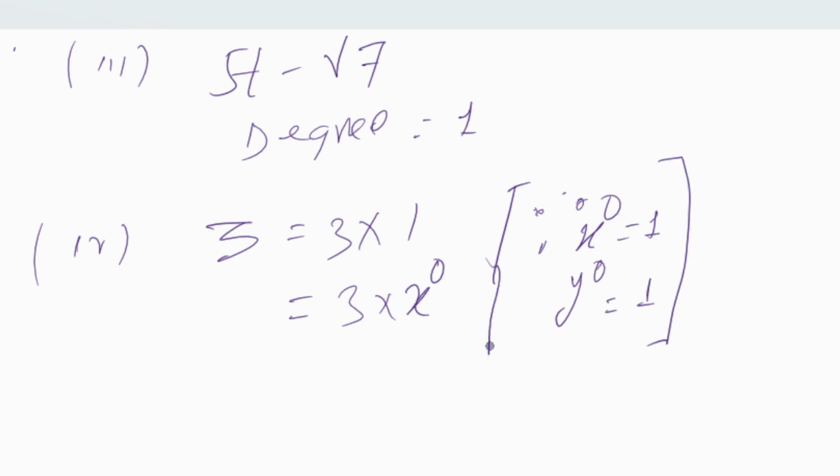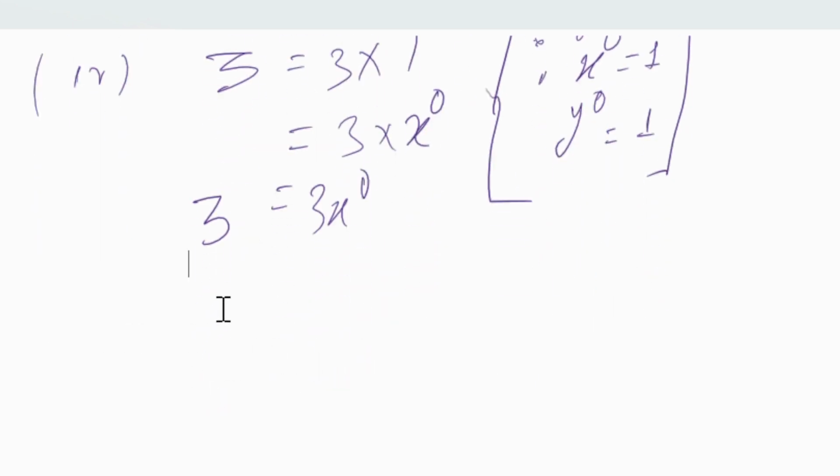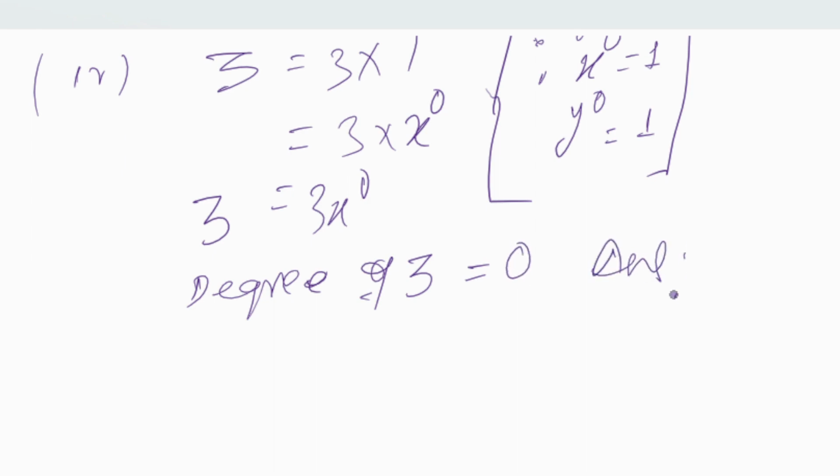Okay, so this is the thing. So this gives me 3x to the power 0. Means 3 I can write as 3x to the power 0. Therefore, what is the degree of 3? Therefore the degree of 3 will be equal to 0. Okay, so these are some answers.